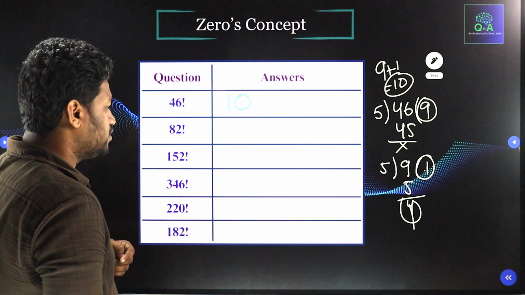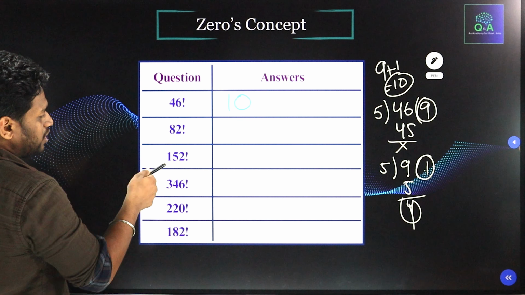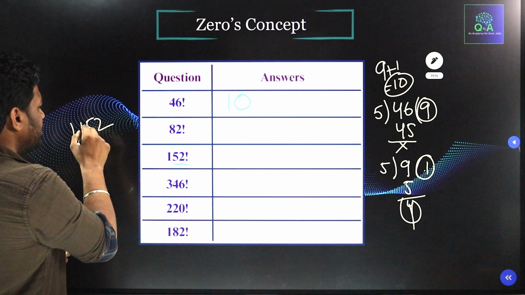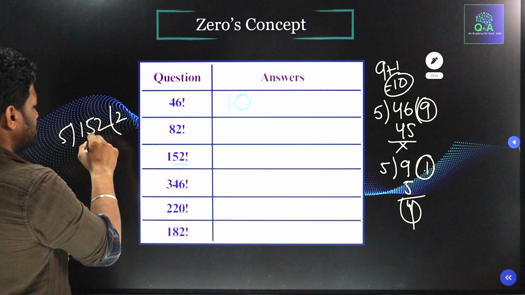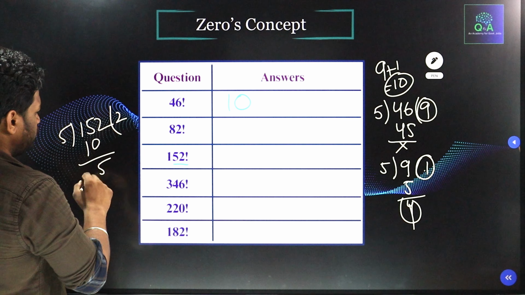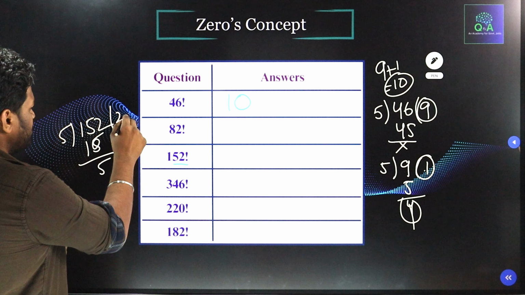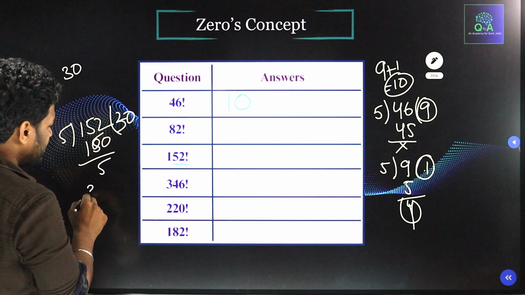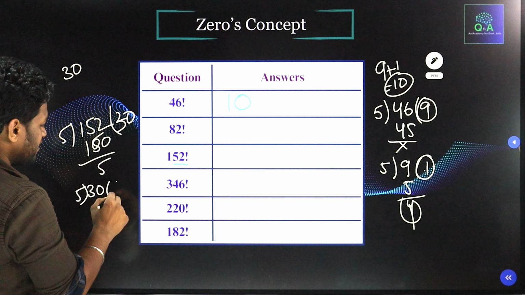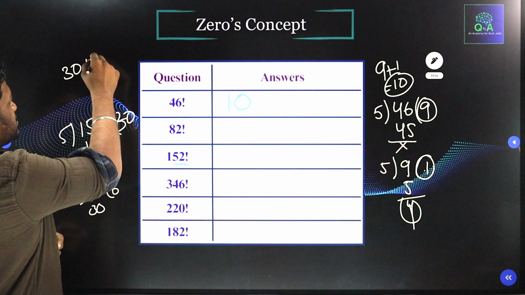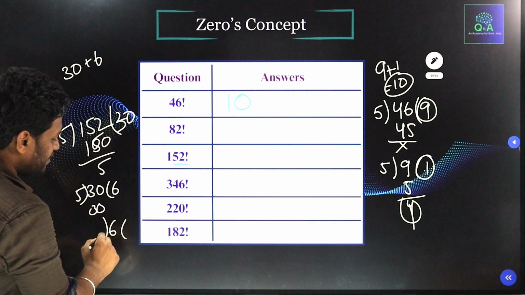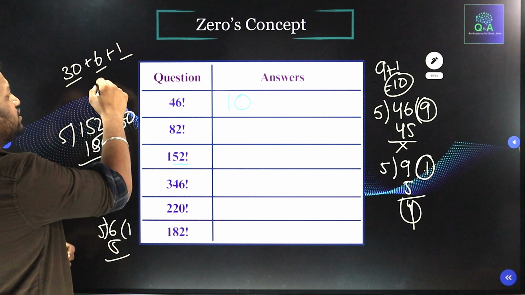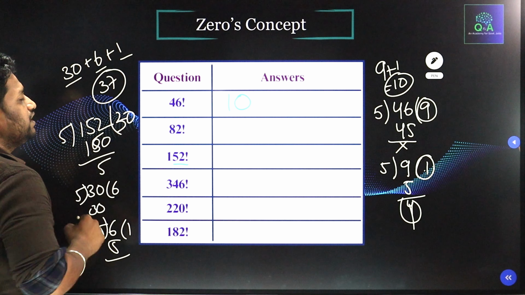Let me solve one more question also, which is 152. I will be solving it. Now for 152, what I have to do? First thing, I have to find how many 5s I have. 5 2s 10, 5 3s 15, 5 30s, it will be 150. So how many I have here? 30. Again 30 also I can divide with 5, or not? So 5 6 30. So 30 plus 6 I have to take. Again 6 also I can divide with 5. 5 ones 5. Again 1 I have to take. So 30 plus 6 plus 1 how much? 37, and that is going to be your answer.